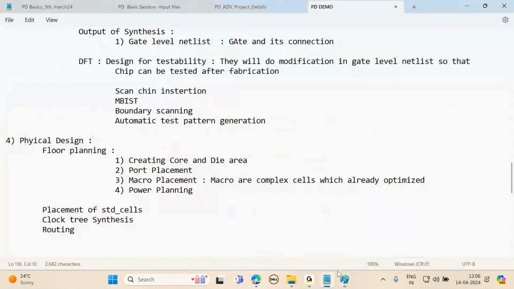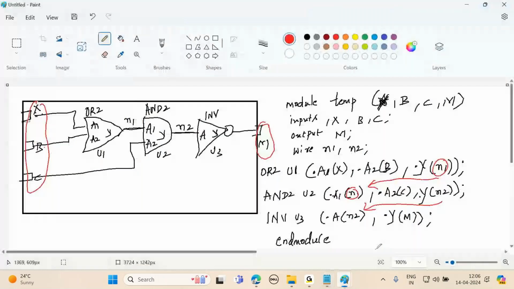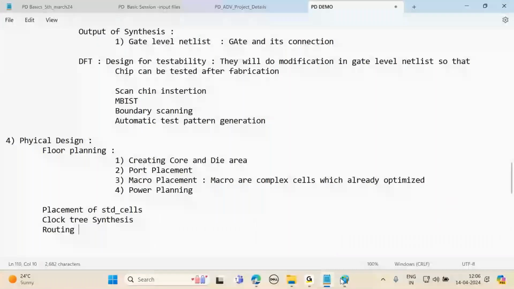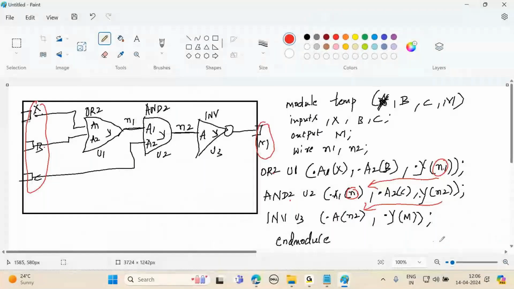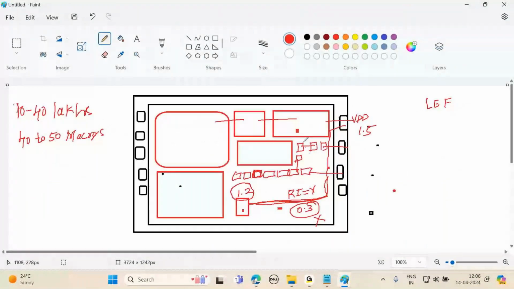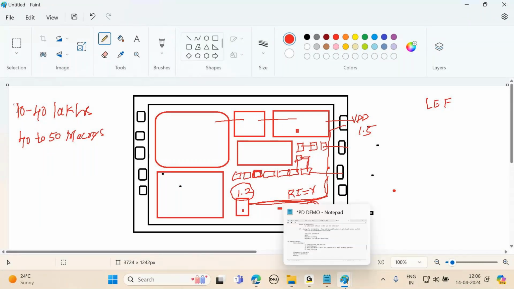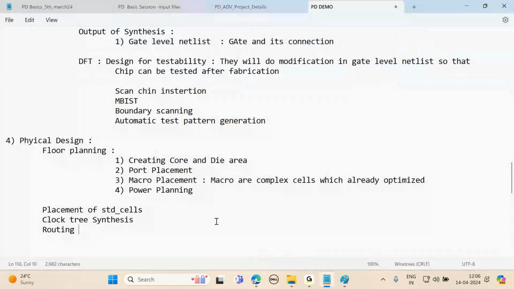Routing. See what connection is present here? The N1 net, the output of the OR gate, is connecting to the input of the AND gate. So here also you make the connection. The output of the OR gate, okay, the OR gate is here, connects to the input of the AND gate by using a metal layer. That is called routing. After routing, we do sign-off checks.